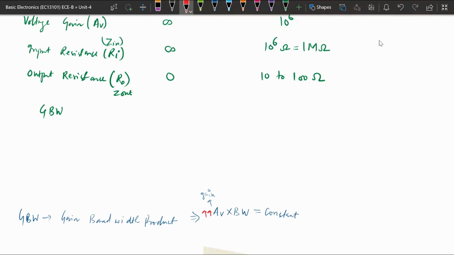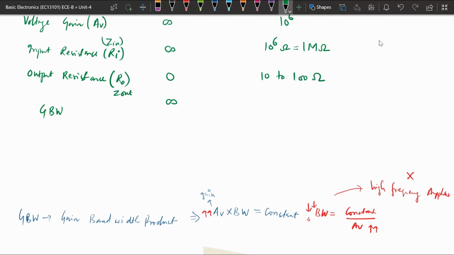At that time, if we want to calculate the bandwidth, it will be a constant divided by the gain. So the bandwidth will be very low as the gain is very high. That means this operational amplifier cannot be used directly for high frequency applications. So we will use some different techniques to reduce this gain and increase the bandwidth so that it can be used for high frequency applications.